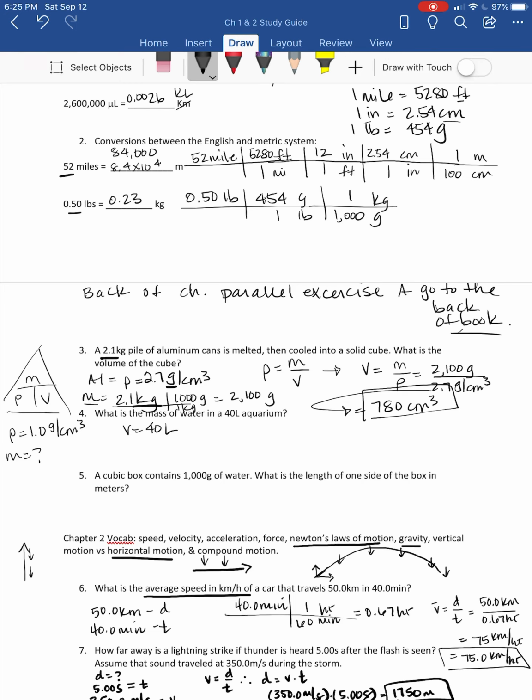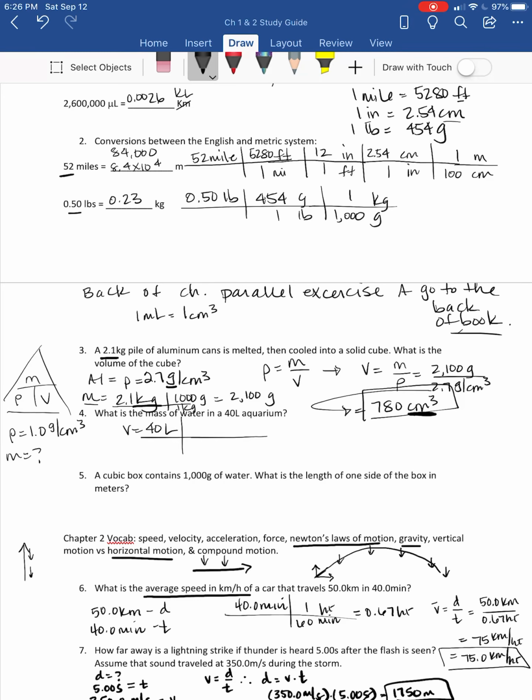Now, if you look at the previous problem on number 3, we were solving for volume and we were in units of centimeters cubed. So how do I get 40 liters to centimeters cubed? Well, I gave you a conversion factor on your PowerPoint a bit ago, where I said 1 milliliter was equal to 1 centimeter cubed. Okay, so let's convert this.